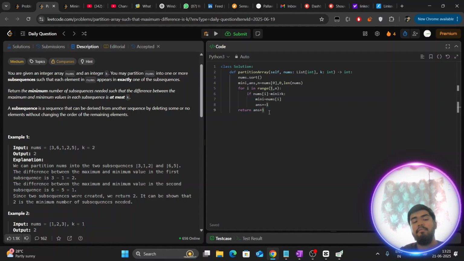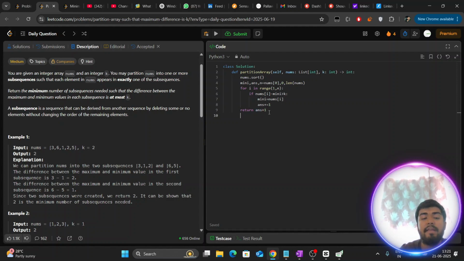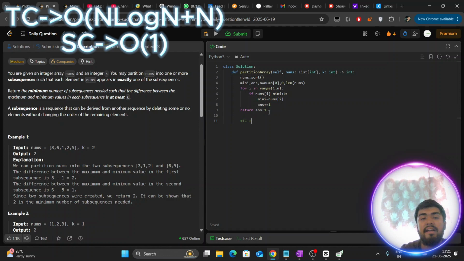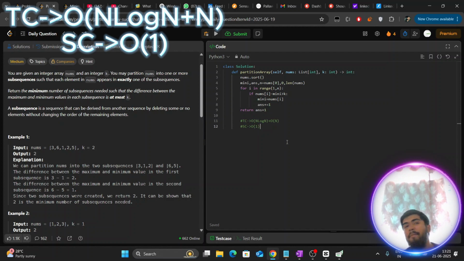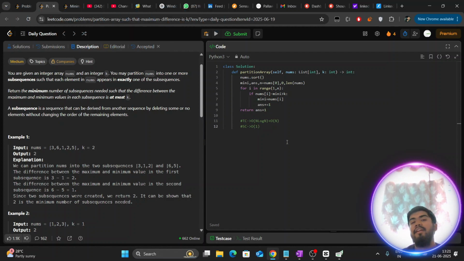Yes guys, the problem is as simple as that. Now we can quickly discuss the time complexity. The time complexity is big O of n log n because of the sorting, plus big O of n for the iteration. That's it. And from a space perspective, do you see we are using any extra space? Sorting is in place, nums dot sort is an in-place sort. So the space complexity is big O of 1 for sure, and that is the most optimized time and space complexity you can achieve for this particular question.